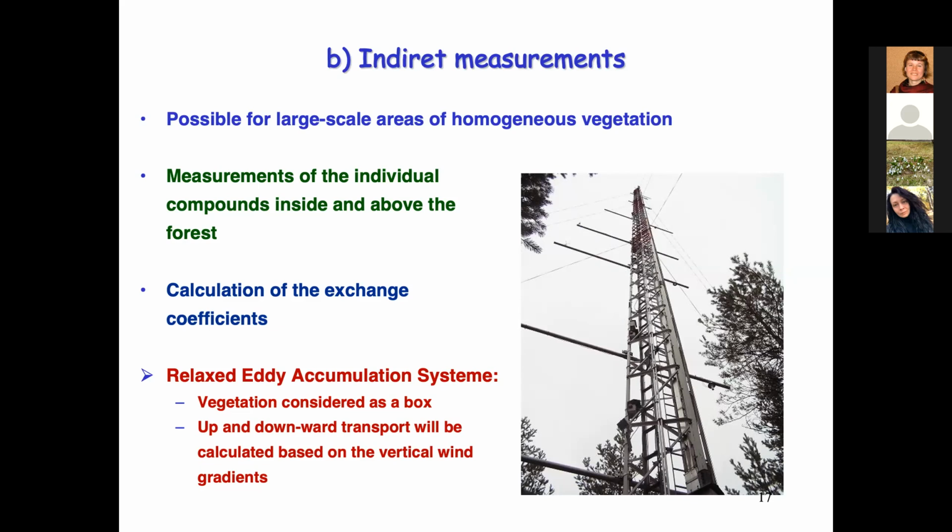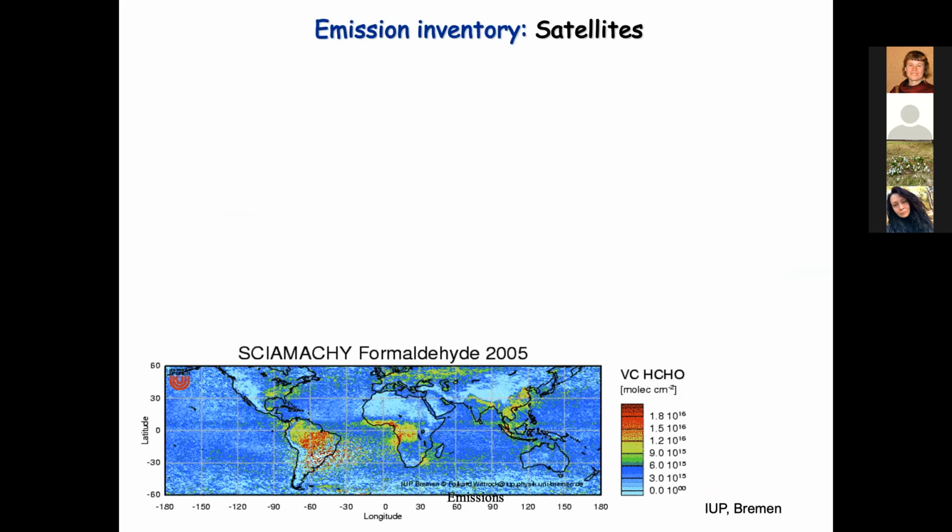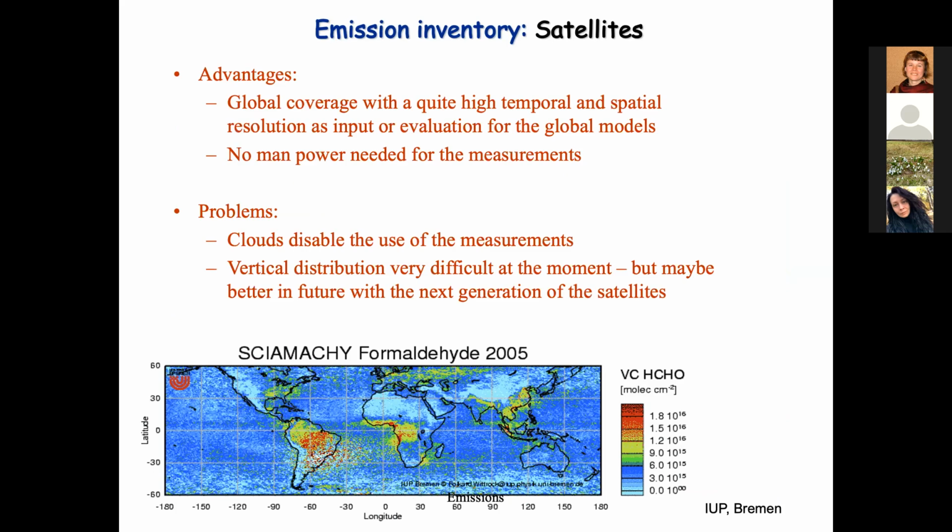There's a third way of measuring, and this is from satellites. Satellites have the advantage, of course, of global coverage, whereas Hyytiälä is only one place in the world. Global coverage with quite high temporal and spatial resolution is input or evaluation for the global models. No manpower is needed for the measurements. In Hyytiälä, we have a lot of people working on this to get this data for our models. Problems: clouds disable the use of measurements, and vertical distribution is very difficult at the moment, but maybe better in the future with the next generation of satellites.